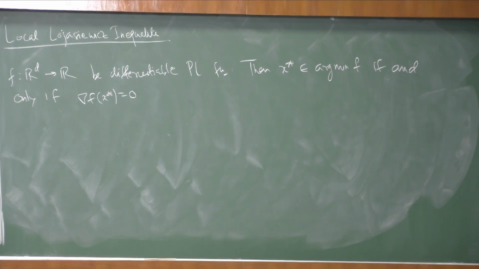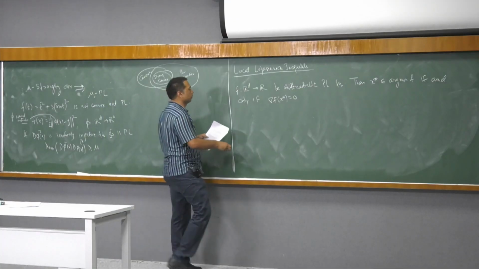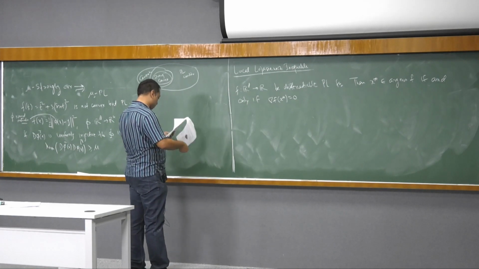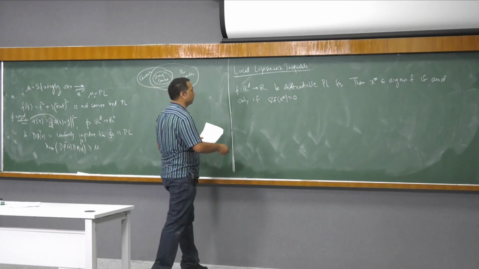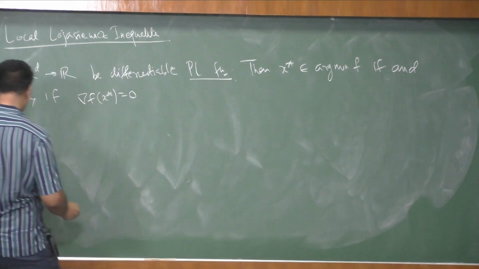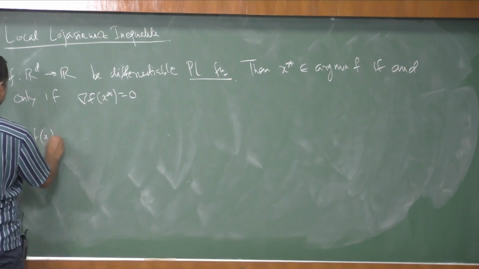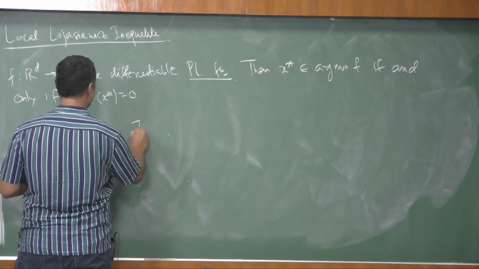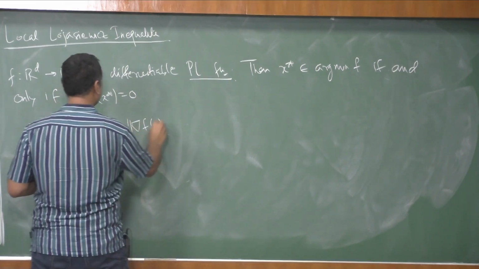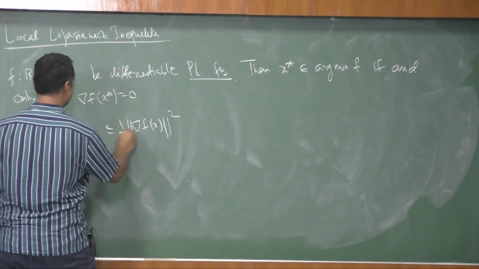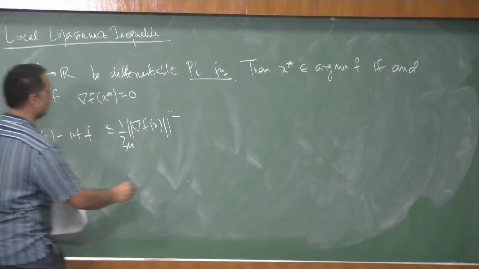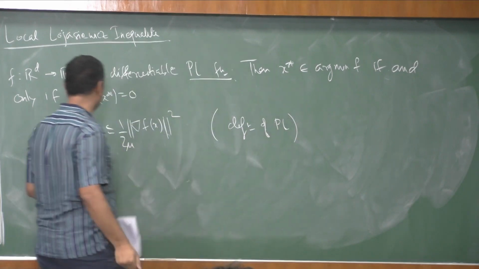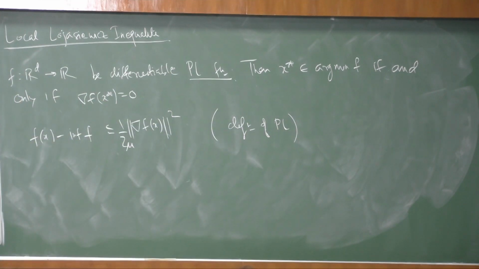And this we can prove because of the definition of the PL itself. If you recall the definition of the PL, it was f(x) minus infimum of f is less than or equal to the norm of gradient of f(x) squared times 1 by 2 mu. So this is the definition of PL, a PL function satisfies this.